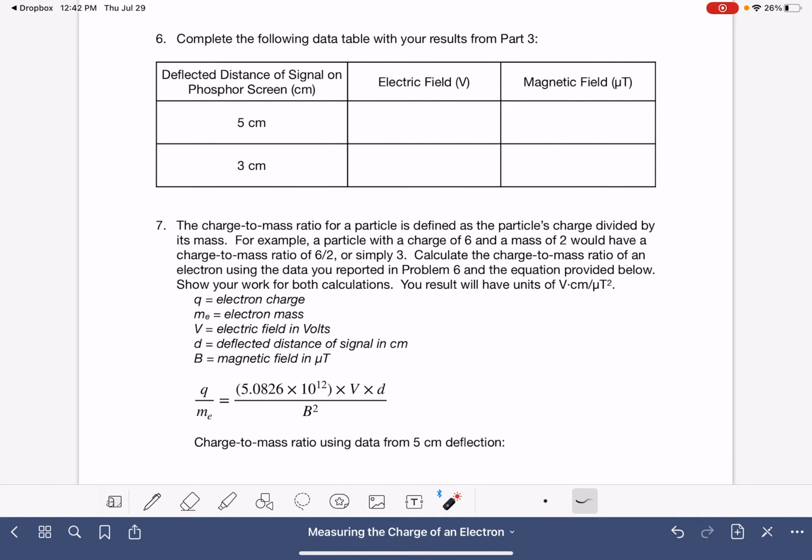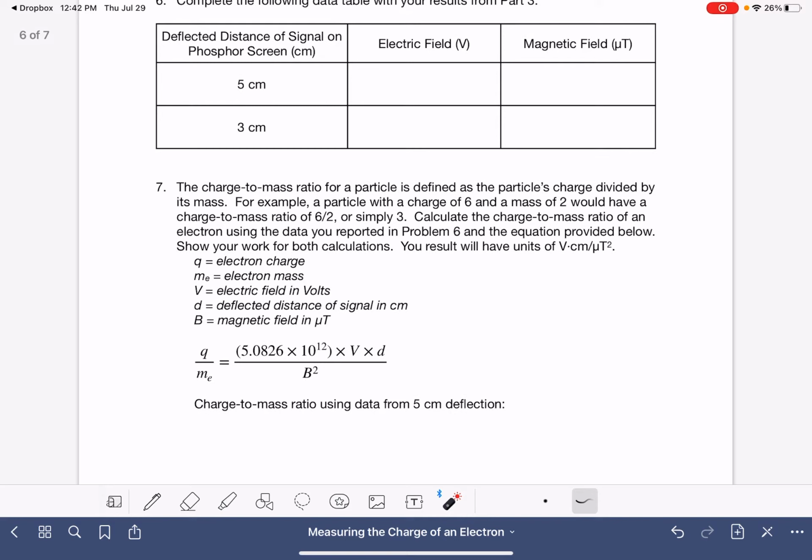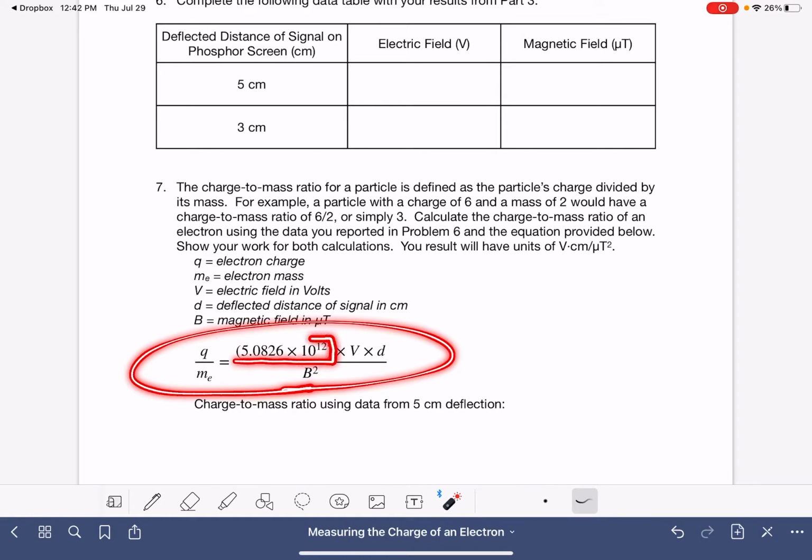And now we're going to get into the heavy calculations. So the first thing that you're going to do with regards to your data calculation is calculate the charge to mass ratio. In this type of chemistry, we use the symbol lowercase q to represent the electron's charge, and then we use m subscript e to represent the electron's mass. And you're going to calculate the charge to mass ratio based on the data that you collected in the experiment. So this is the equation that you'll use to calculate the charge to mass ratio. It has a constant built into it. That's the 5.0826 times 10 to the minus 12.